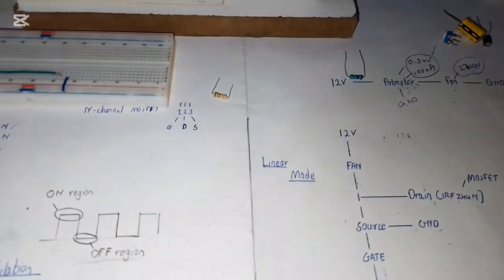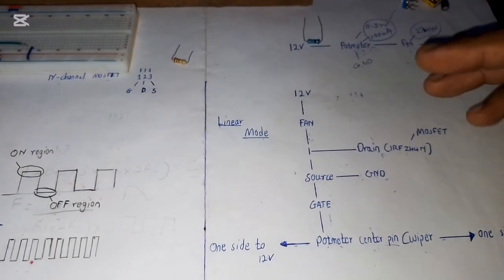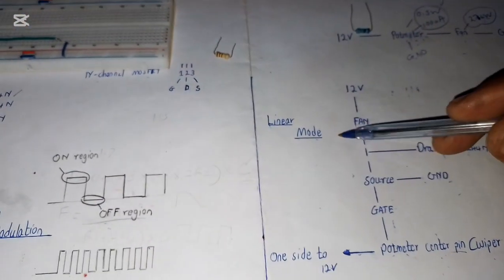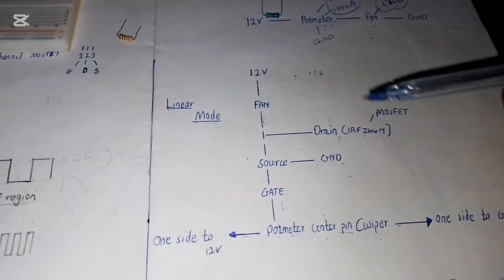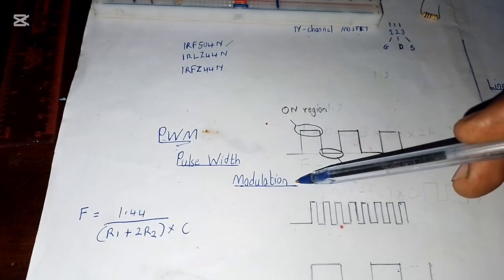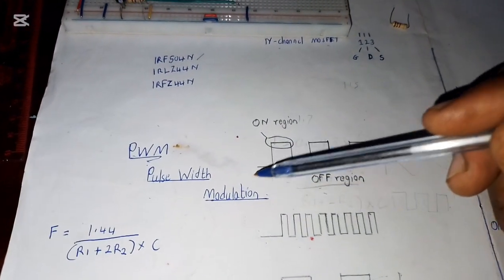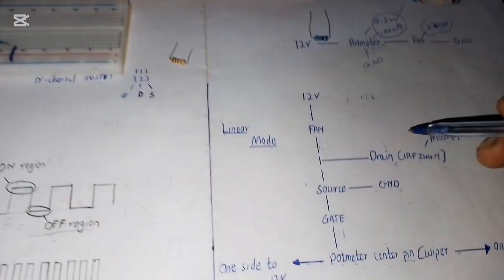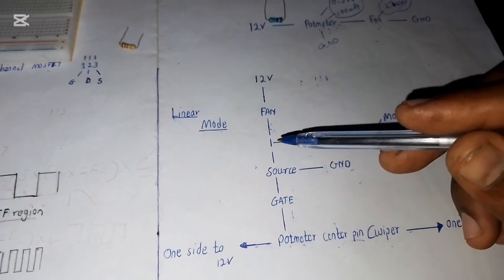So today we are going to discuss the two major methods in which you can control the speed of the fan. One is the linear mode method, which is the one we have been using all along, and the other one is pulse width modulation. I know you have maybe heard of this in one way or the other. So we are going to start with the linear mode method.